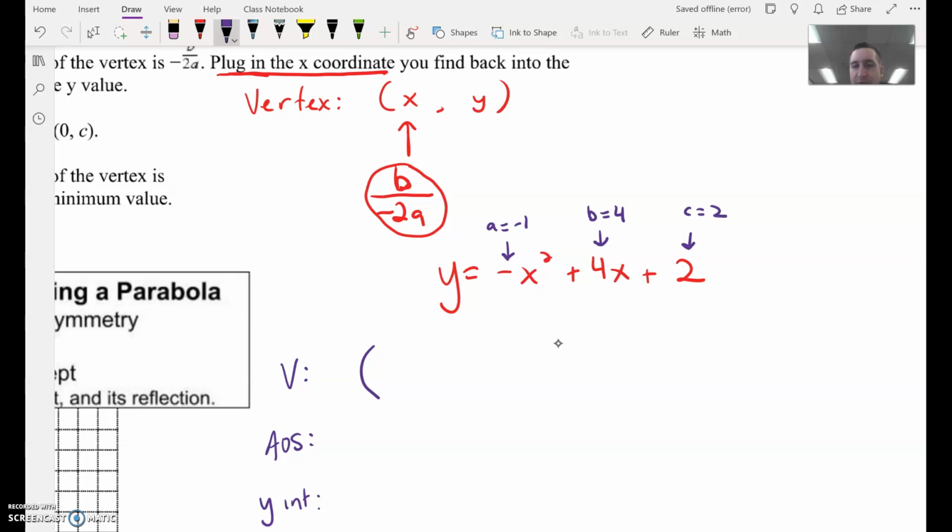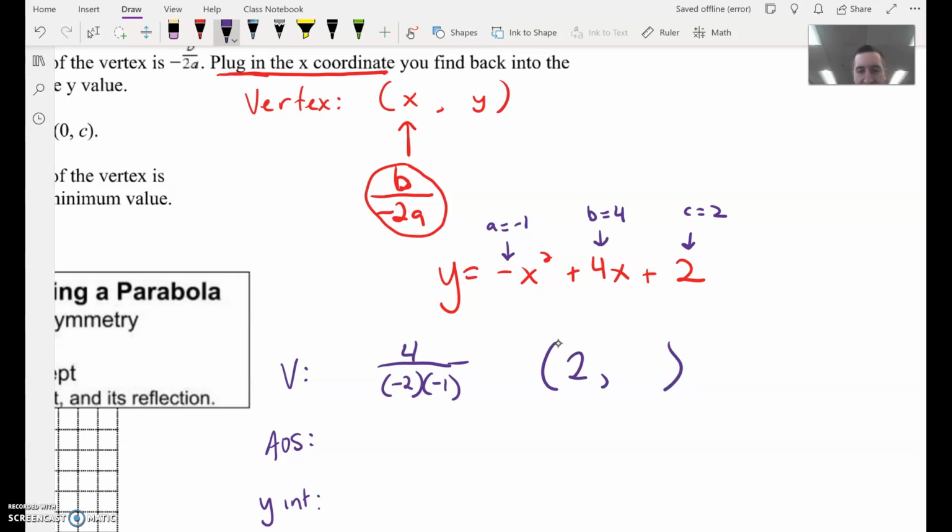Once you have these labeled, you're set, and you can just keep referring back to it. So what is b divided by -2a? Well, b is 4 divided by -2 times a, which is -1. So what is 4 divided by negative 2 times negative 1? That's positive 2. What's 4 divided by 2? Well, that's just 2. So the first coordinate of the vertex is 2.